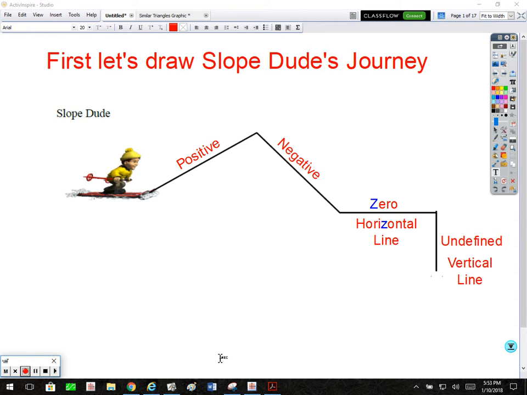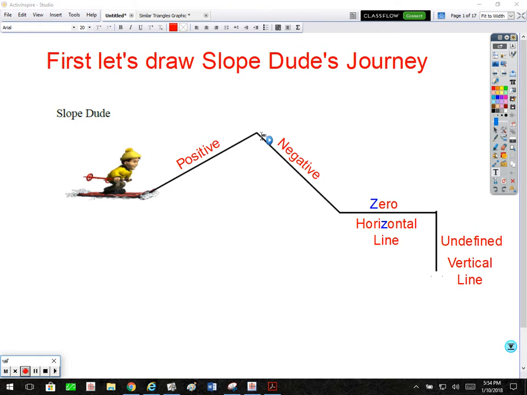Alright, before we get started, let's go back and remind everyone about Slope Dude's journey. Remember, Slope Dude will help you out as you go through these problems, trying to determine if it's a positive slope or whatever slope we're looking for. His first step is going up the hill. Remember, he said this is hard work. This is positive. Puff, puff, positive. So going uphill is positive.